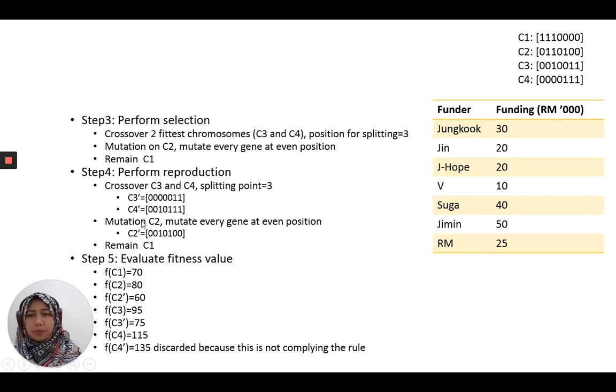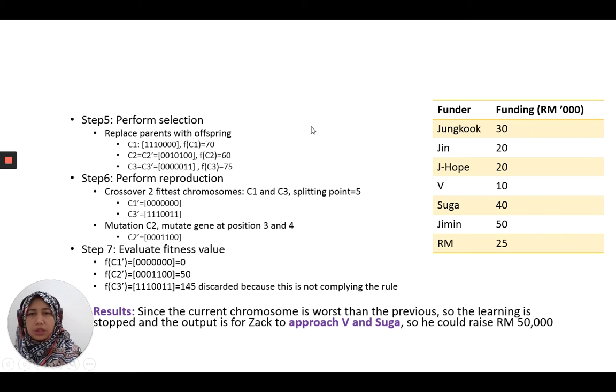This generates offspring, which become the prime, tagged by prime. Then we update the population and evaluate the fitness value. Based on this, we discard C4 prime because this does not comply with the rules since 4 people have been selected. So this leaves us with the set of the new population in the new generation. Next, we continue with the next generation. I copied step 5 again to ease your progress.